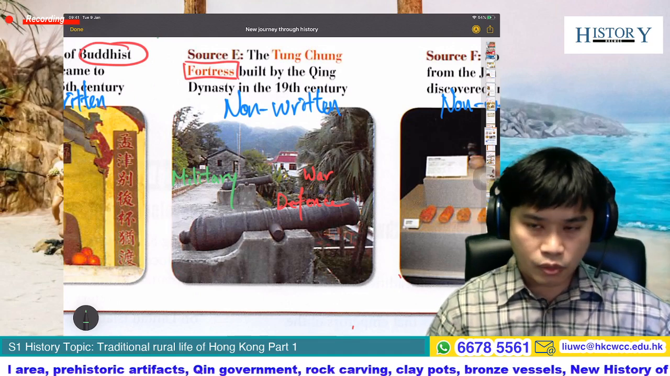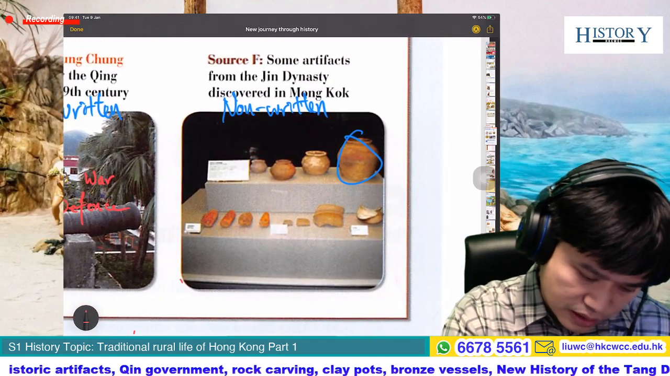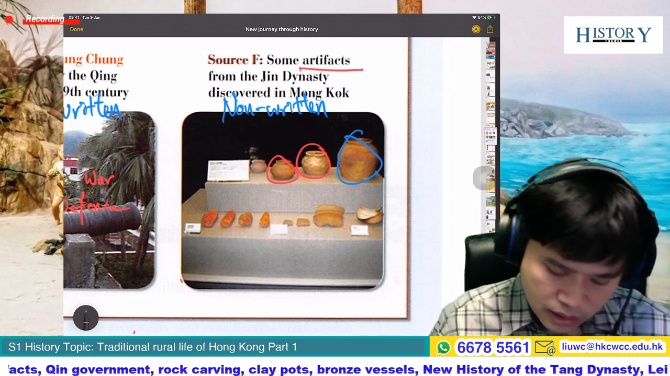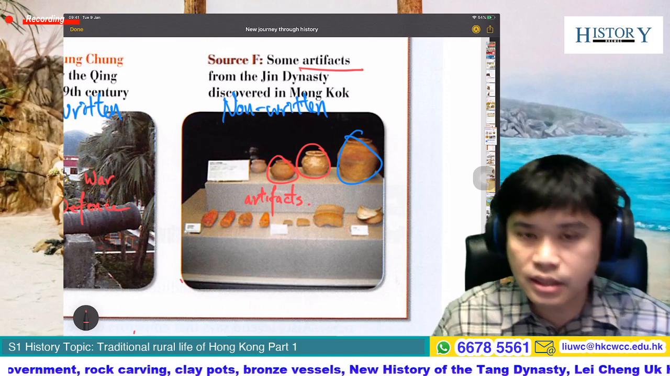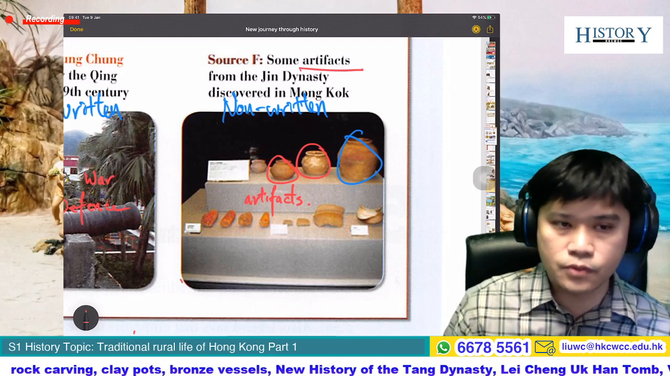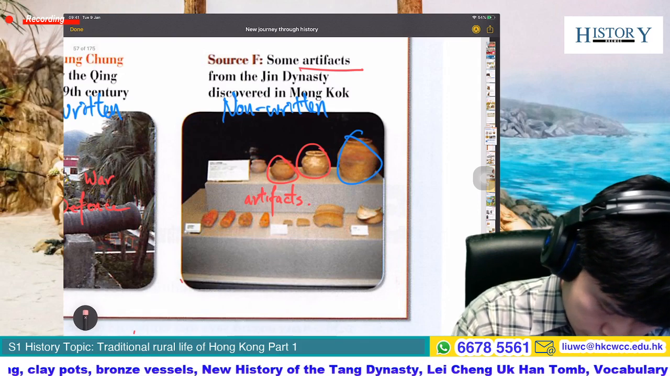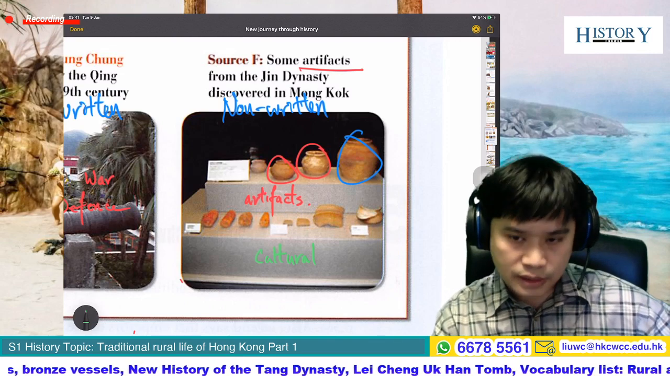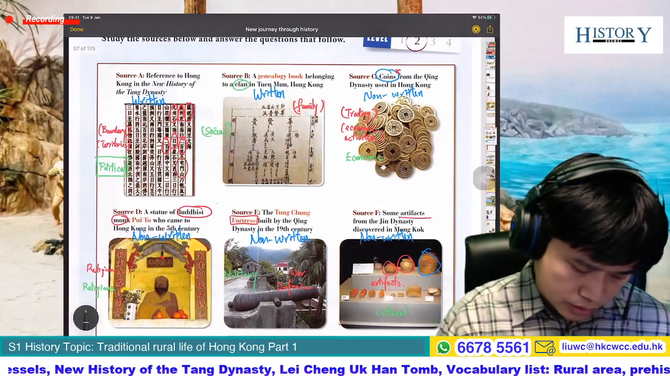It is related to the military. Okay, then the last one. Some artifacts from the Qin Dynasty discovered in Mong Kok. You can see the pottery. You can see the artifacts. So mainly this one we talk about artifacts. Sometimes we can see how the people produce these artifacts or objects. This is not social. This is related to the cultural aspect.